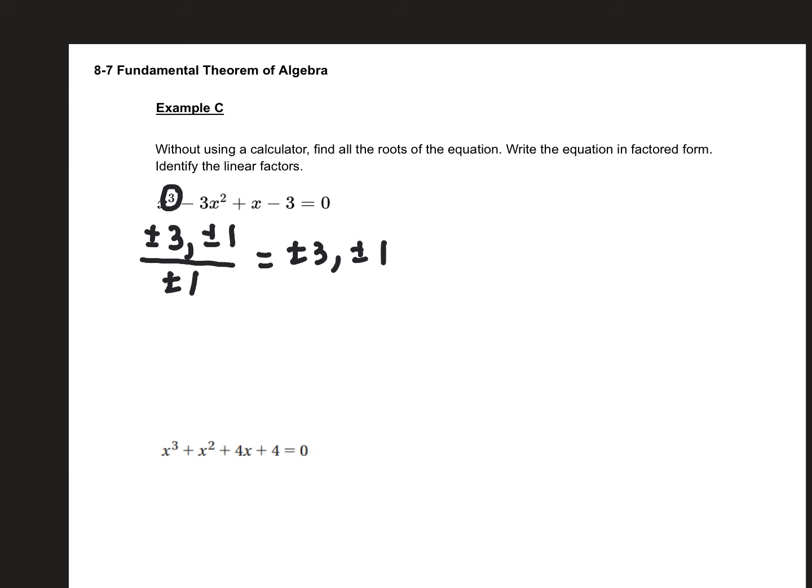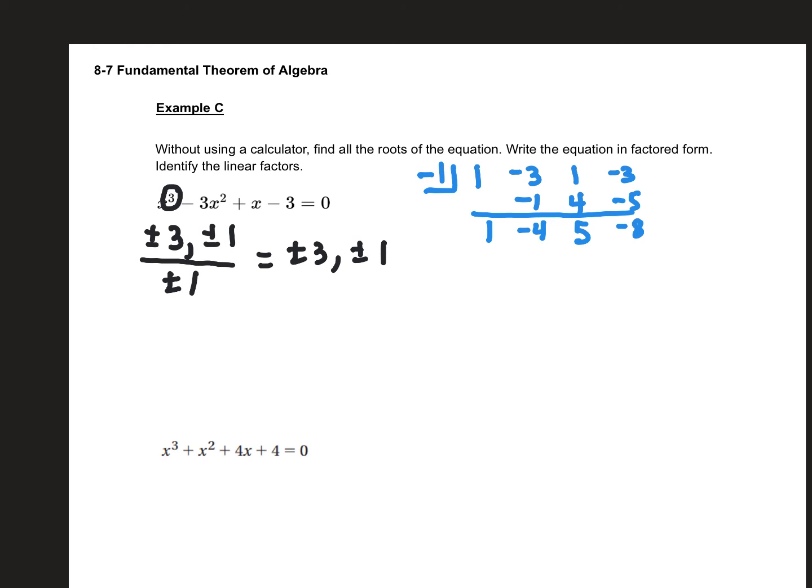So we're going to go ahead and check -1. I just decided to use -1. So we have 1, -3, 1, -3. Okay, we're going to go ahead and bring down the 1. -1 times 1 is -1. -3 plus -1 is -4. -1 times -4 is 4. 1 plus 4 is 5. That's -5. That's -8. That's not going to work. So -1 is not a root.